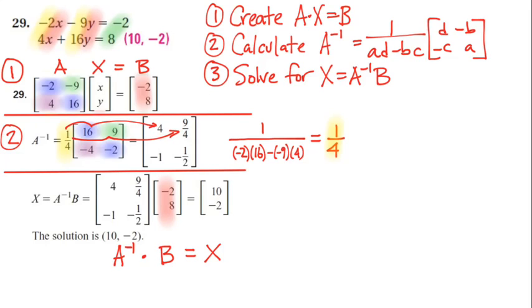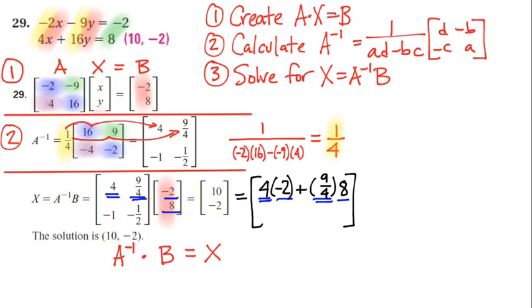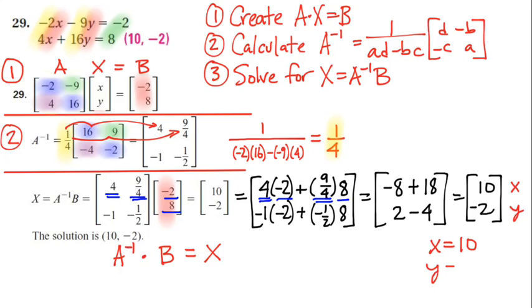And when we do matrix multiplication, just as a reminder, this is how it's worked out in detail. The first element here, we take our 4 times -2, that's what we have here, and 9/4 times 8, that's what we have here. We're multiplying the row times the column, the row of this matrix times the column of this matrix. And then for the second element, we do the same exact thing. We multiply the row of this matrix times the column of this matrix to get us this result, and then we solve and simplify. We get 10 and 2 as our final matrix.